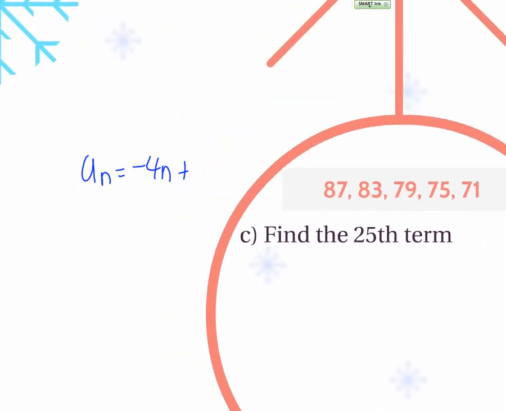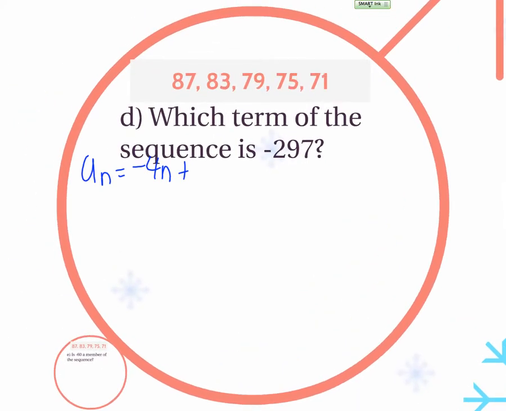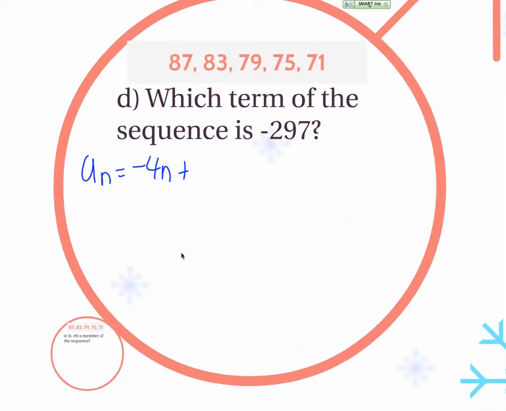So same sequence, but in this case, we are going to find which term in the sequence is negative 297. So which term in our sequence is negative 297? I'm actually looking for the term number. I don't know what the term number is. I want to know where in that list negative 297 will be. Is it going to be the 10th term? Is it going to be the 100th term? Like where in this list will that be?